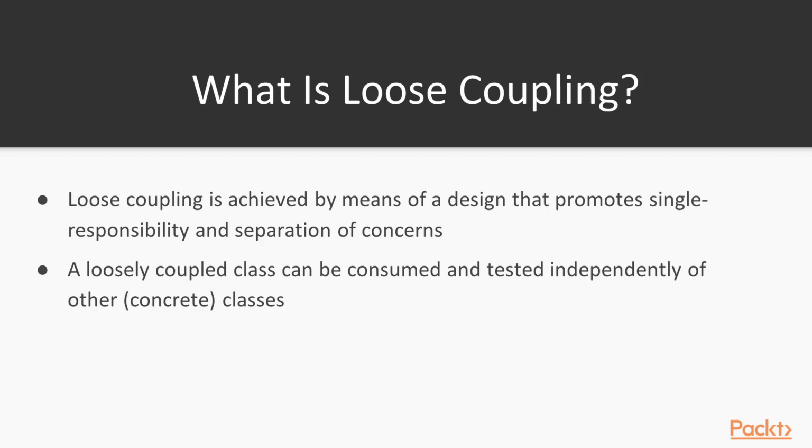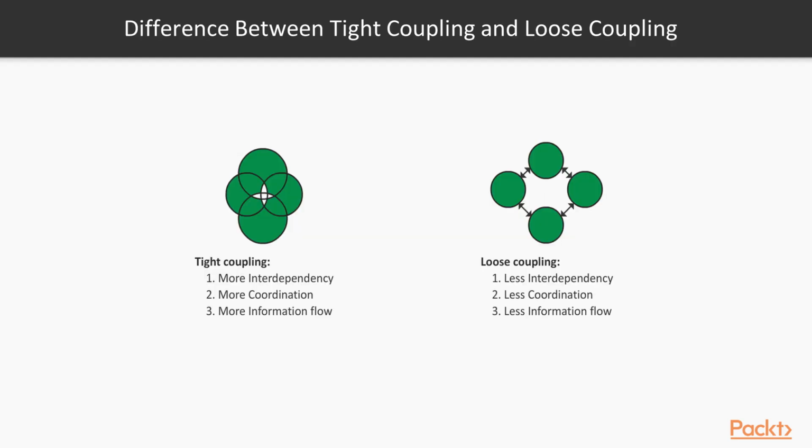What is loose coupling? Loose coupling is achieved by means of design that promotes single responsibility and separation of concern. If the only knowledge that class A has about class B is what B has exposed through its interface, then A and B are said to be loosely coupled. A loosely coupled class can be consumed and tested independently of other concrete classes.